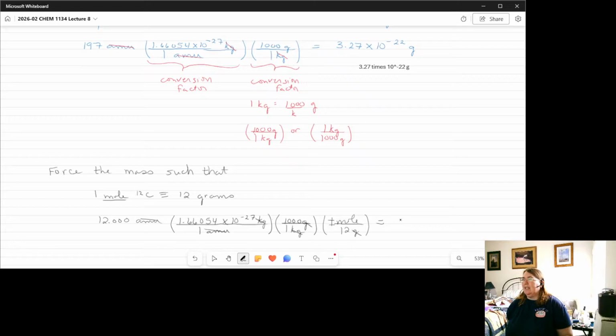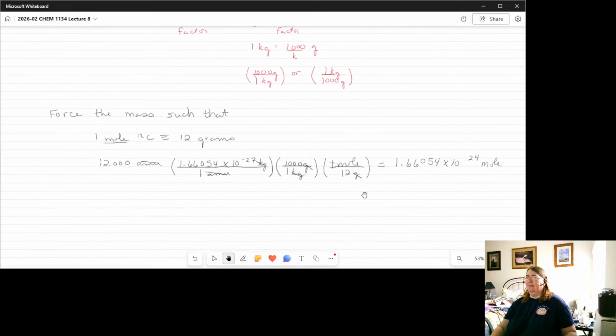That is 1.66 times 10 to the 24. Now, that's in 12, so that's 1 atom. So that means 1 atom of carbon 12 is 1.66054 times 10 to the minus 24 moles.